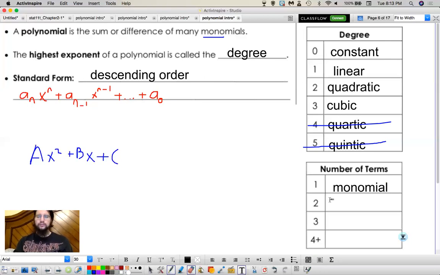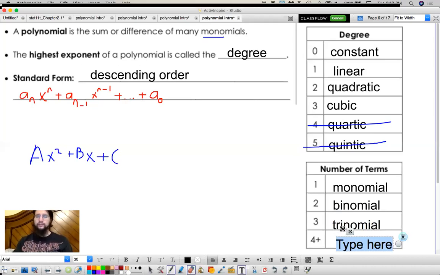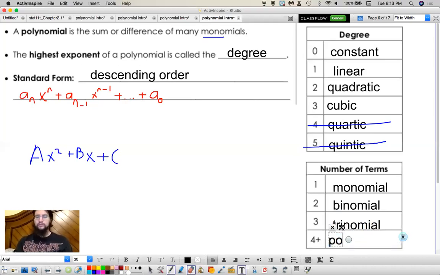Binomial is 2 terms. Trinomial, there's 3 of them. And then if there's more than 3 of them, we just call it a polynomial. We don't have special names. So really the question was mainly, is it a monomial or is it not a monomial? Because if it's not a monomial and you're multiplying the thing, then you're going to be using the distributive property.